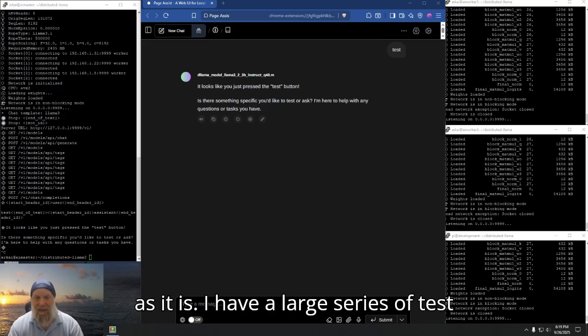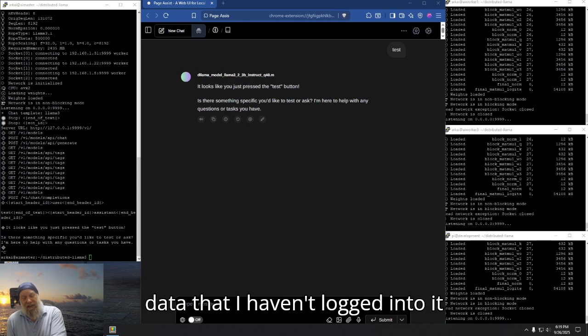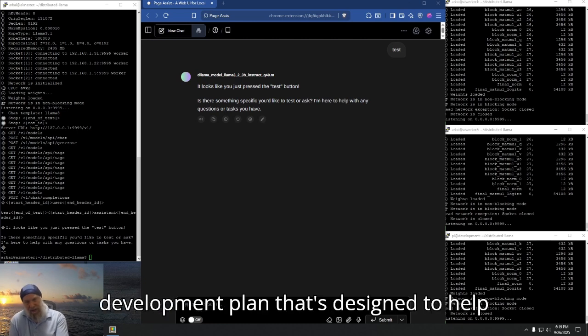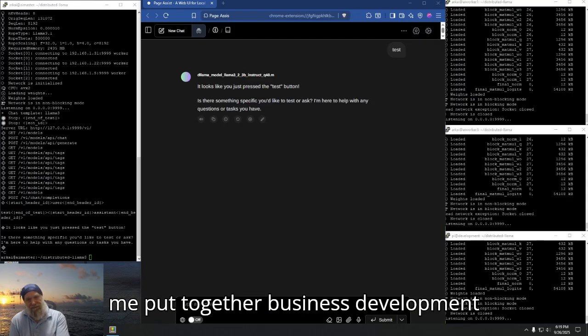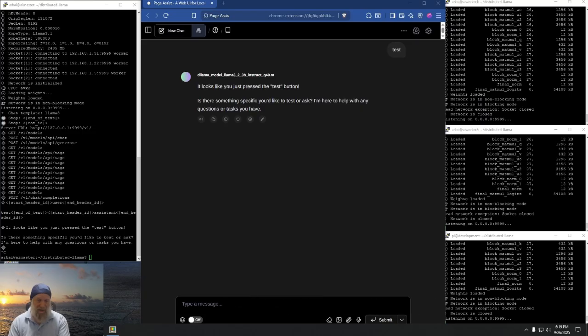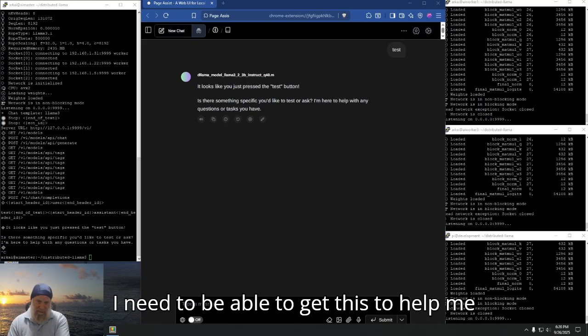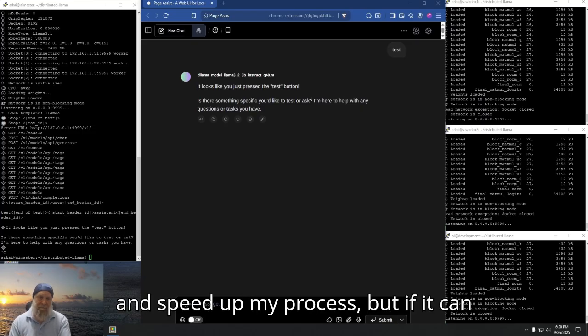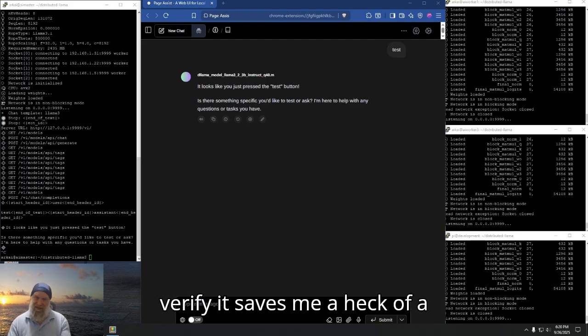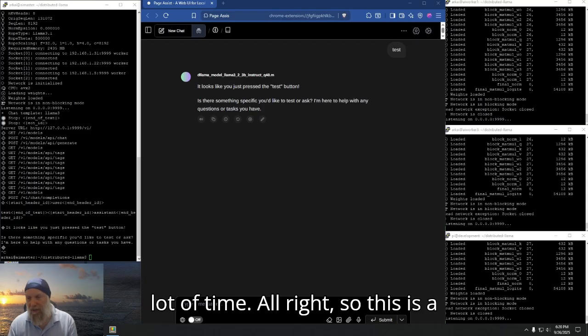As it is, I have a large series of test data that I haven't logged into it because I have a 200-page business development plan that's designed to help me put together business development processes for most companies. I need to be able to get this to help me and speed up my process. If it can quickly write it and then I have to verify it, it saves me a heck of a lot of time.